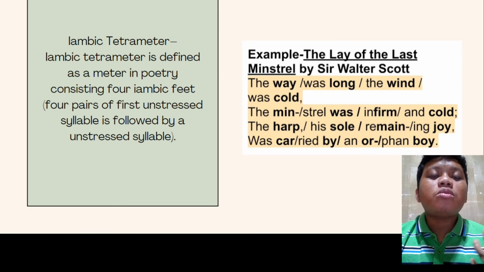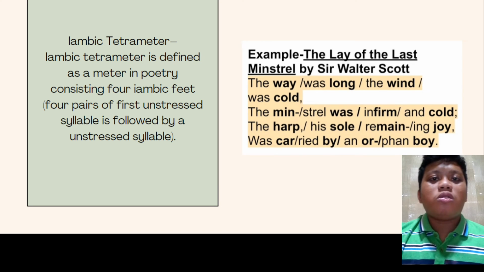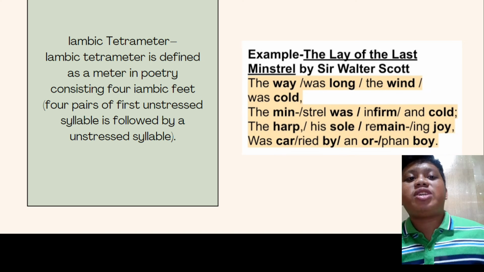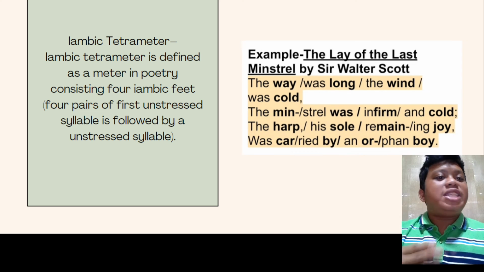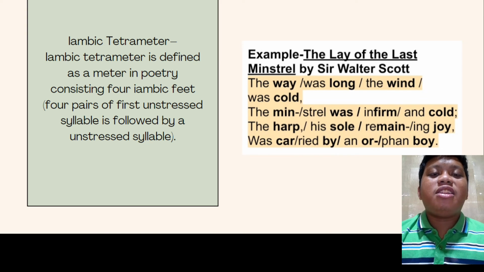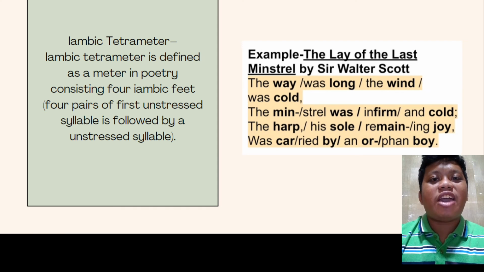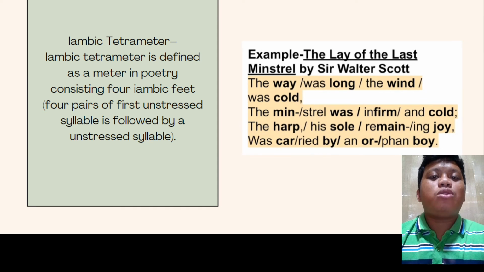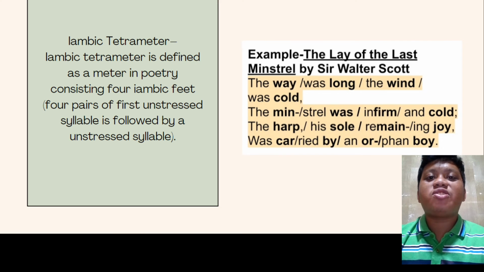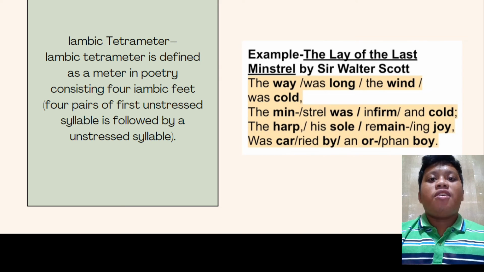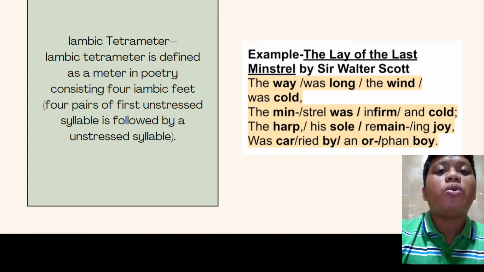So, we're going to read the unstressed syllable up to the stressed syllable, and you are going to continue this style four times in a line. So in every line, four times, you need to read the unstressed and stressed syllable words. That's how iambic tetrameter works.